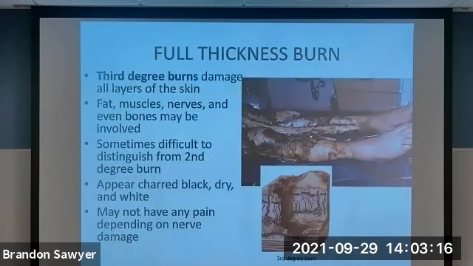Okay, this one's pretty bad here. So full thickness burn or 3rd degree burn. This damages all layers of the skin and also underlying tissues. So we get that hypodermis as well, which is the fat layer, can get down into the muscle as well, and even in some severe cases, even damage some of the lining of the bone as well.